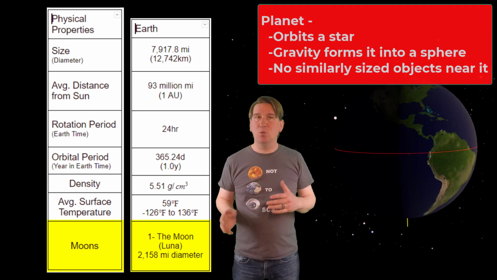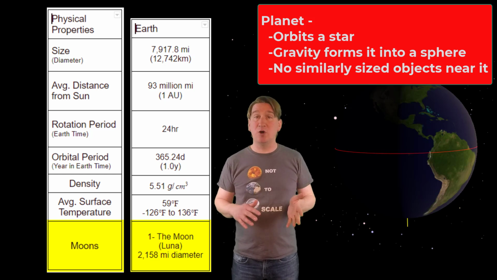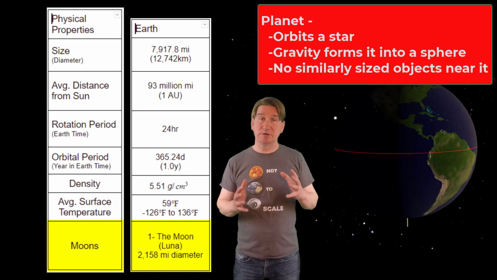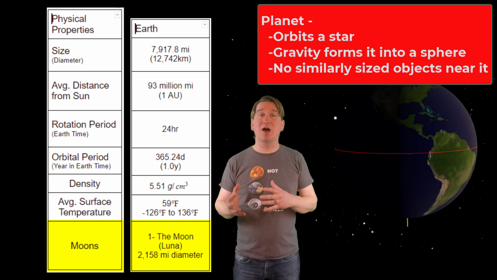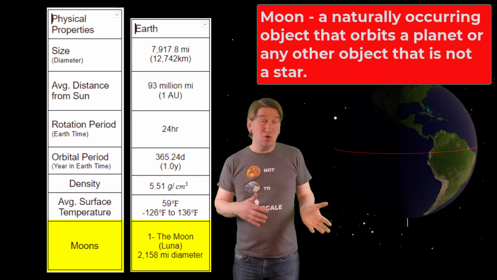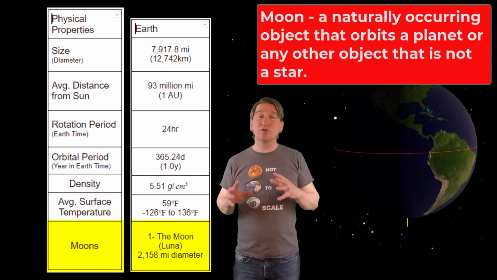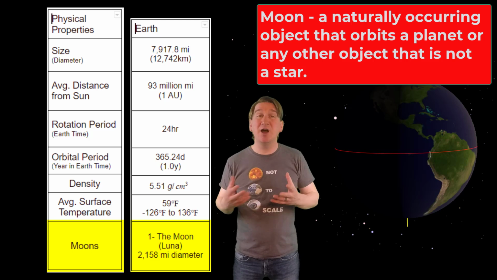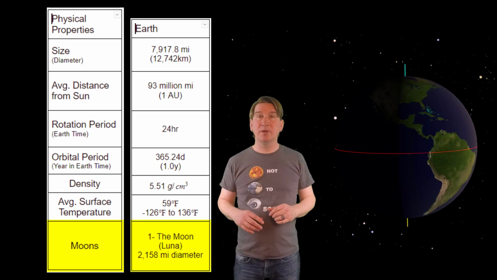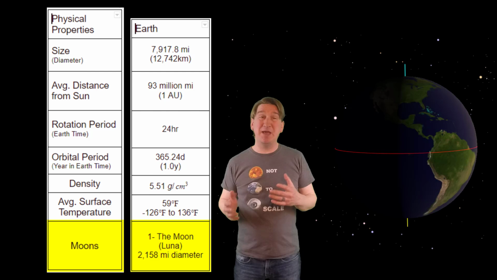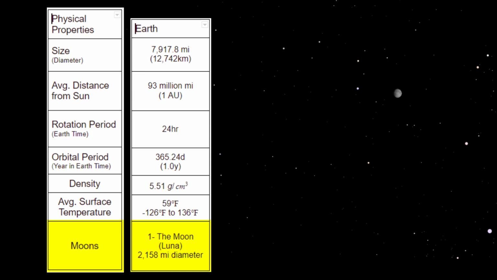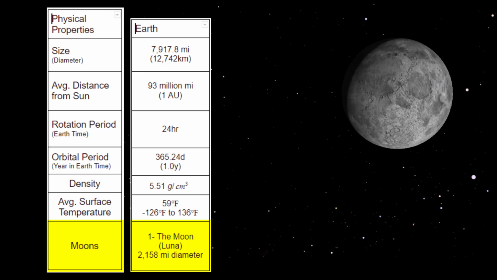In the beginning of this video, we defined a planet as an object that revolves or orbits a star, is large enough that its own gravity forms it into a sphere, and does not have any similar sized objects within its orbit. A moon, on the other hand, is a naturally occurring object that revolves or orbits around a planet or any other object that is not a star. There is some debate still among astronomers about how big an object may need to be for it to be considered a moon. The Earth just has one moon that we call the moon, or sometimes Luna.